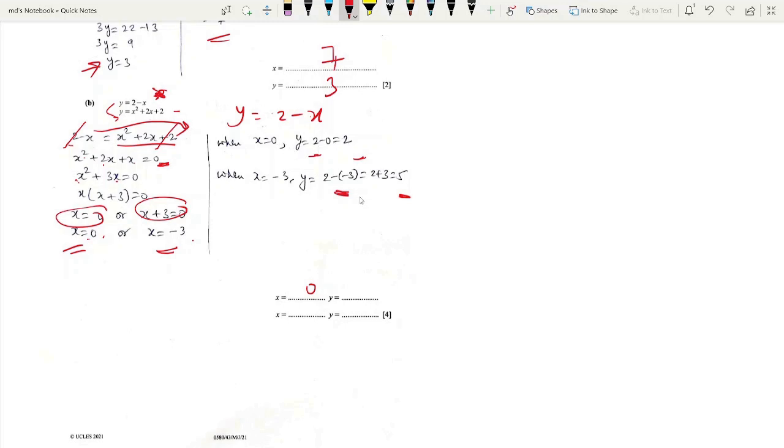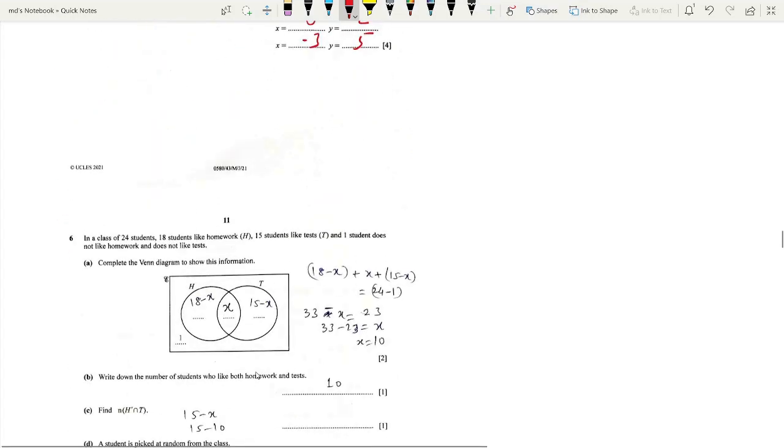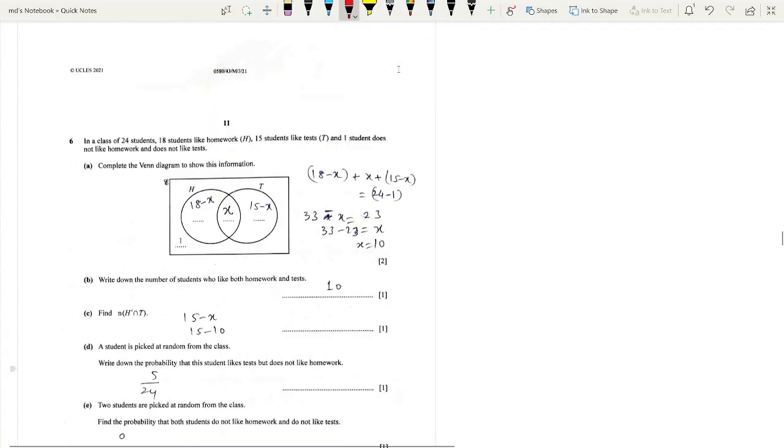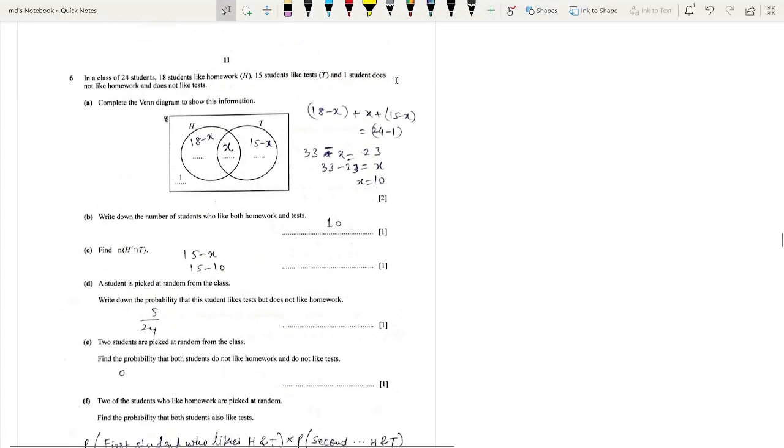You cannot write when x is 0, y is 5. When x is 0, y is 2. So you have to write 2. When x is minus 3, then y will be 5. Okay. Simple question. This is also simple. Which question is this? This is question 6.